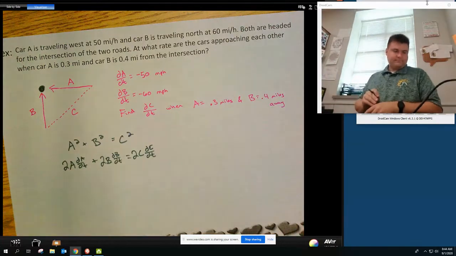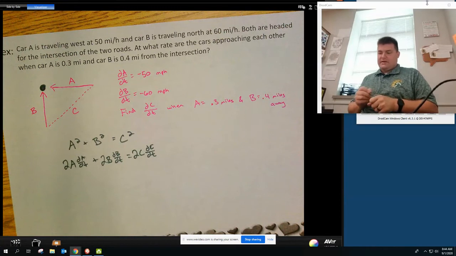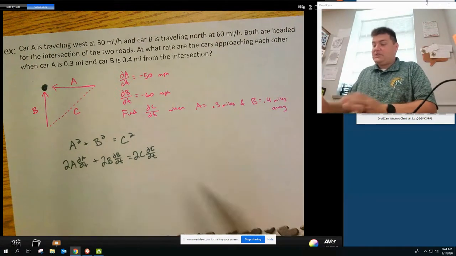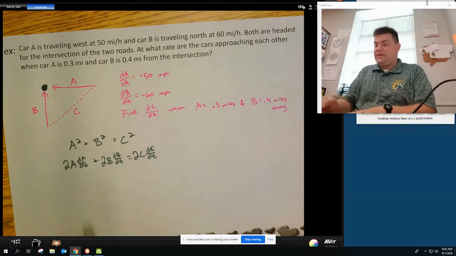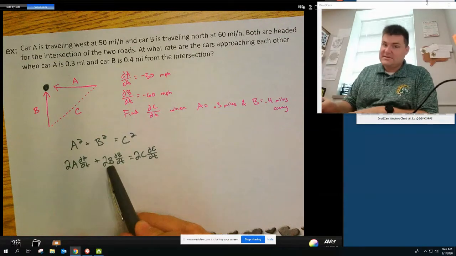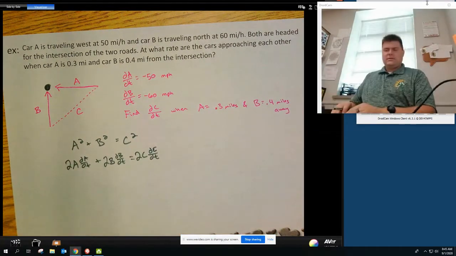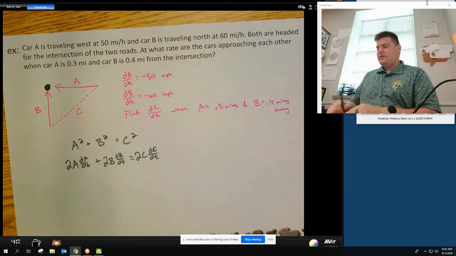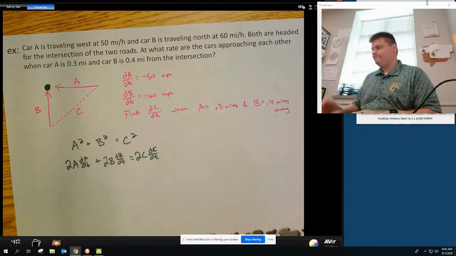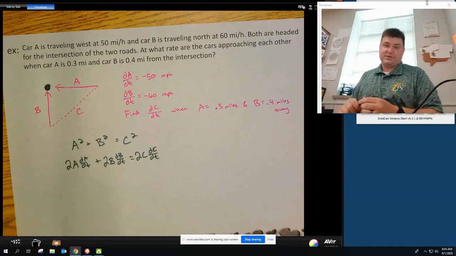Now, you could get rid of all these 2's. It's up to you. I'm not, I just don't feel like it. And now I actually have almost everything to plug in. I can plug in an A, a dA/dt, a B, a dB/dt, but I don't have a C. So what can I do? I know, I have to find myself a helper equation.